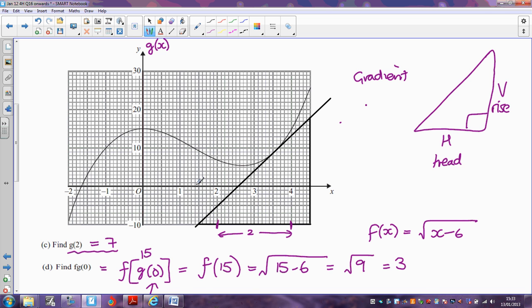On the horizontal scale, each square is 0.1, so that's easy. So I've got 0.5 there. I've got 0.5 there. Altogether then 2 plus 0.5. It's 3 units from there to there. Okay, now let's go in the vertical direction. So I'm trying to find out how many units it is from here to here.